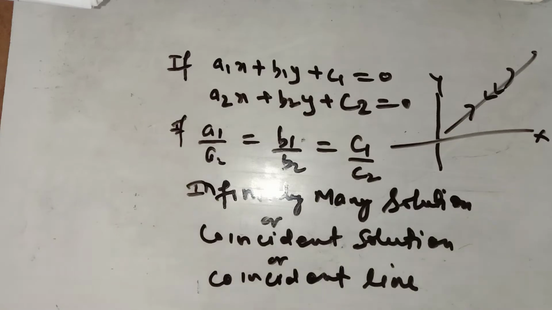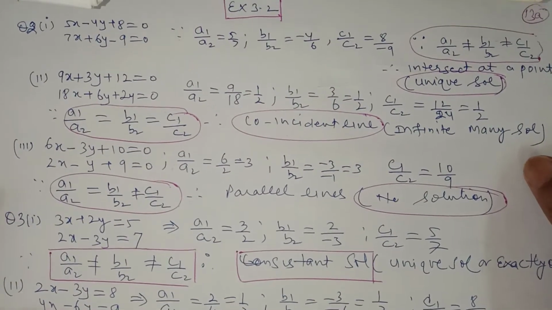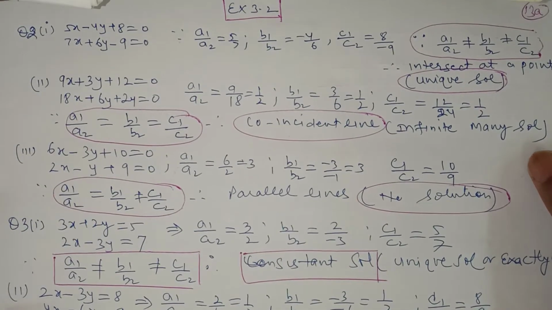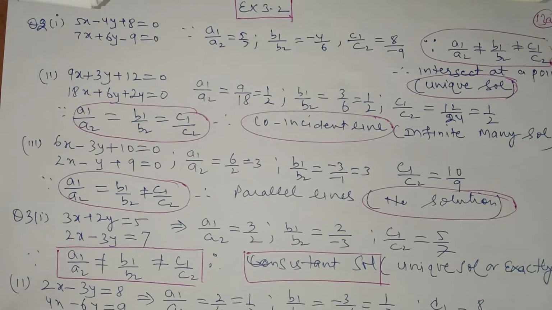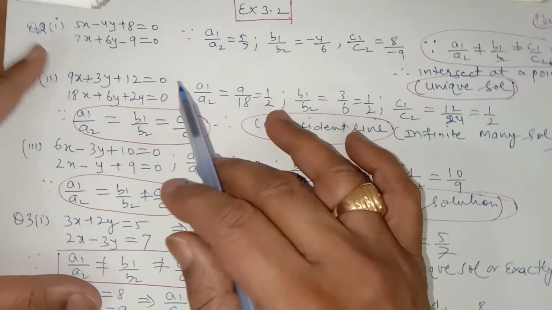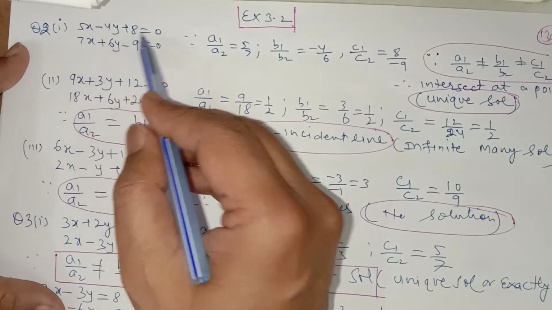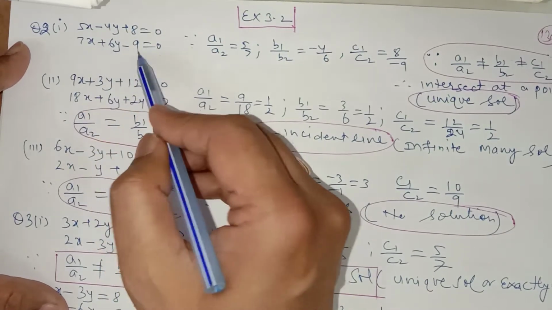Now this is the basics for the exercise 3.2, in which you have to find which type of solution the equations will have. In exercise 3.2, question number 2, the equations are given and you have to find which type of solution they will have. So first of all, the equation is given as 5x minus 4y plus 8 equal to 0, 7x plus 6y minus 9 equal to 0.